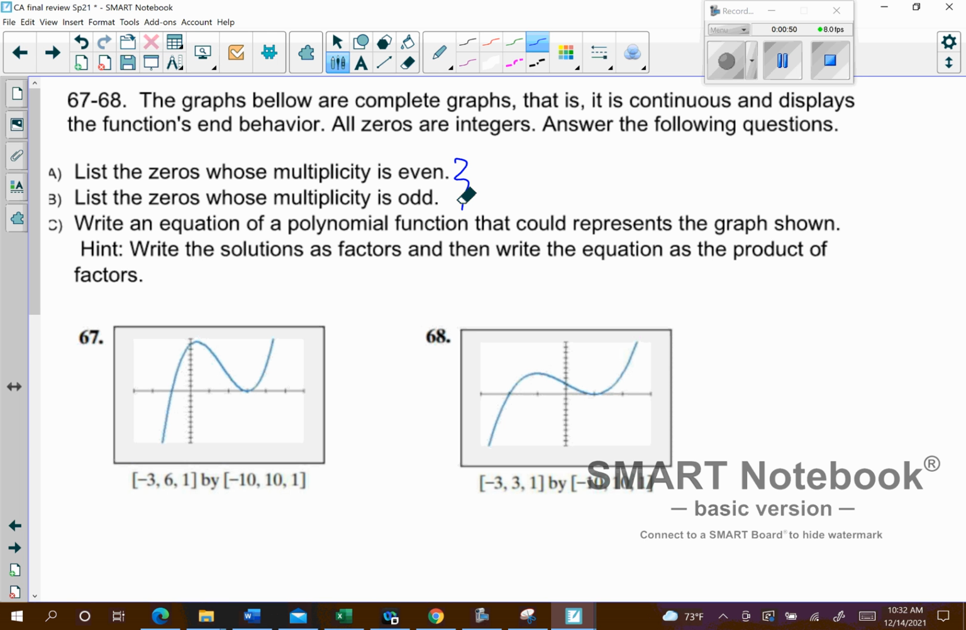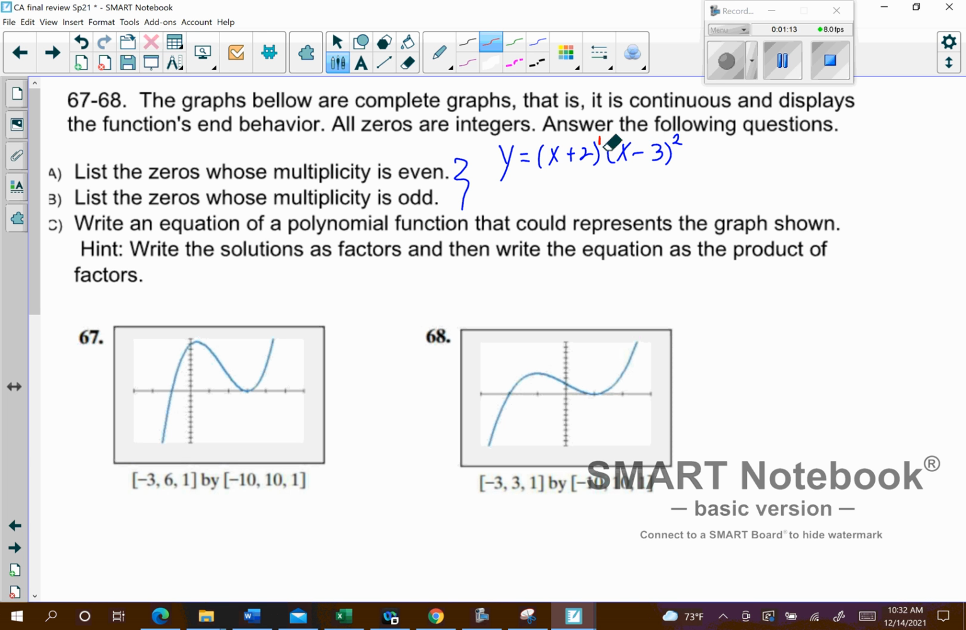So multiplicity refers to whenever you have an equation like y equals, and if you've factored it, you might have something like x plus 2, and then you might have something like x minus 3, and that x minus 3 might be raised to a power of 2. And so the multiplicity is referring to whatever the powers of the factors are.